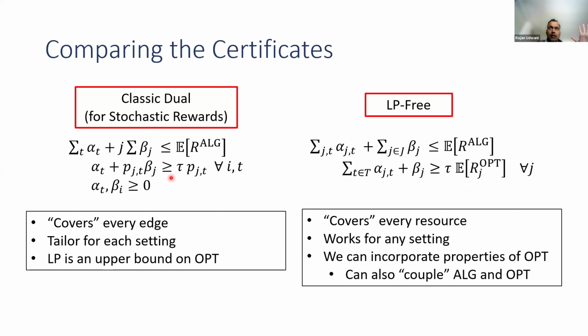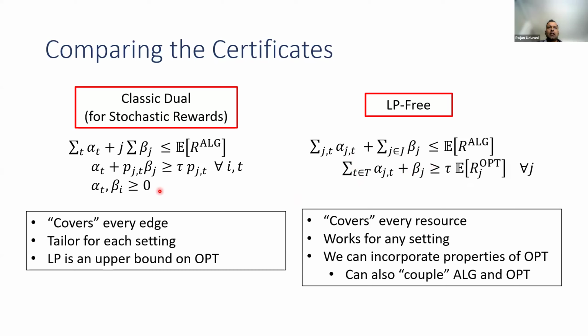And this classic dual is written for a particular setting. If I want to look at a different setting, I'll have to think hard about the dual and figure out the appropriate dual. Whereas this is really a general framework, in the sense that I don't have to change the constraints as I switch between settings. Hopefully I'll be able to demonstrate that when we use this to analyze algorithms later.